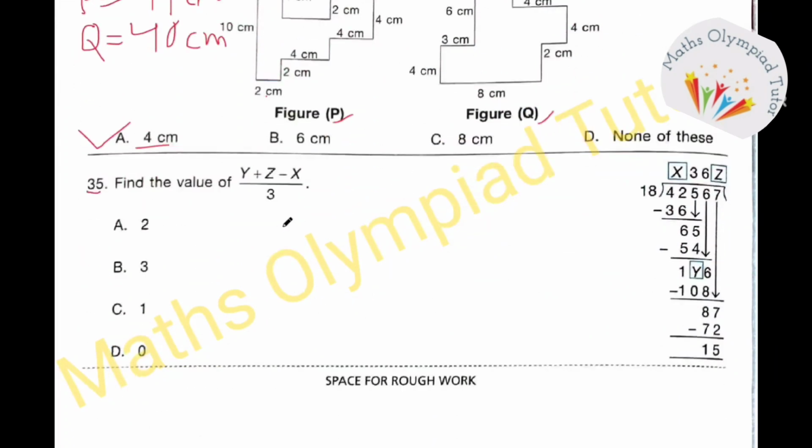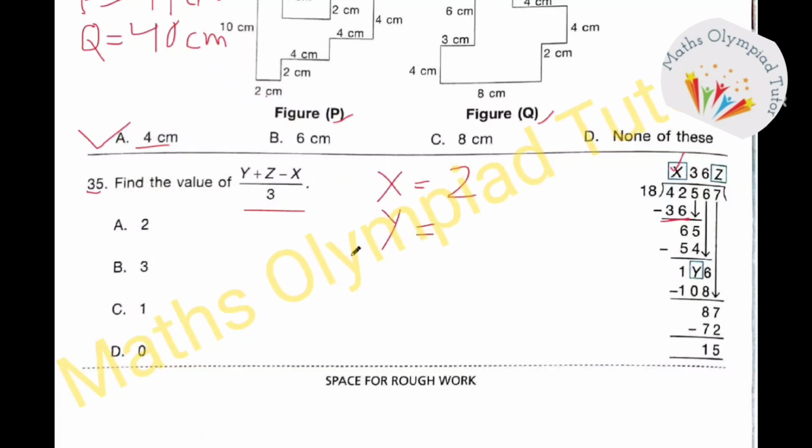Question 35 is find the value of y plus z minus x upon 3. So to find this value, we must know the values of x, y, z. So first we need to find the values of x, y, z. X is here. 18 multiplied by something will give me 36. So that something is x. So x should be 2. 18 twos are 36.